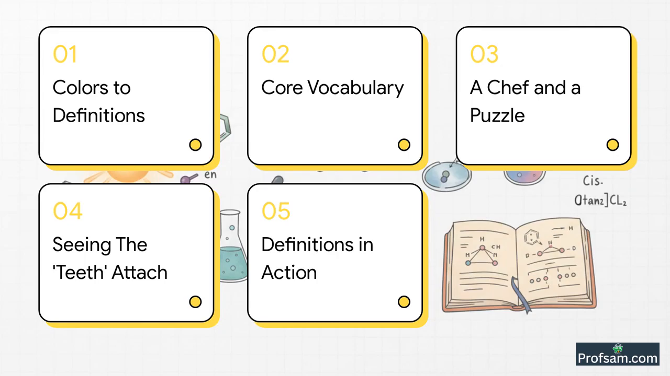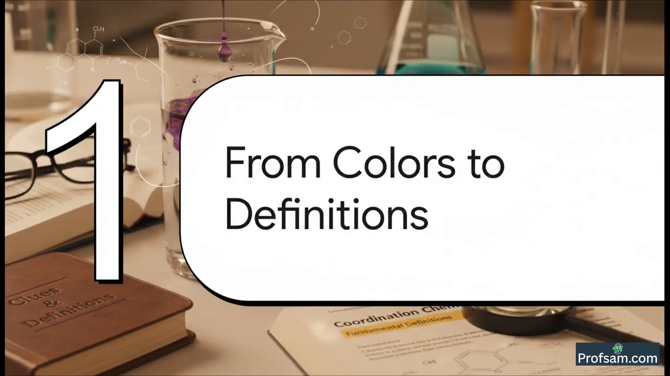So, there's our plan. We will start by connecting that color change to the definitions. Then, we will explain the core vocabulary. After that, we'll use a fun analogy of a chef to make it all stick in your mind. We'll then visualize how these compounds form, and finally, we'll see how these definitions are used in the real world. All right, let's begin. We are going to start by understanding how the definitions we are about to learn are the key to unlocking the mystery of that color change we just talked about.